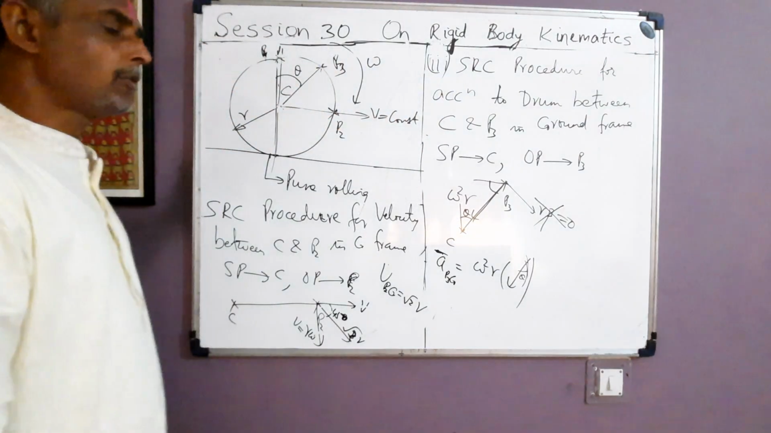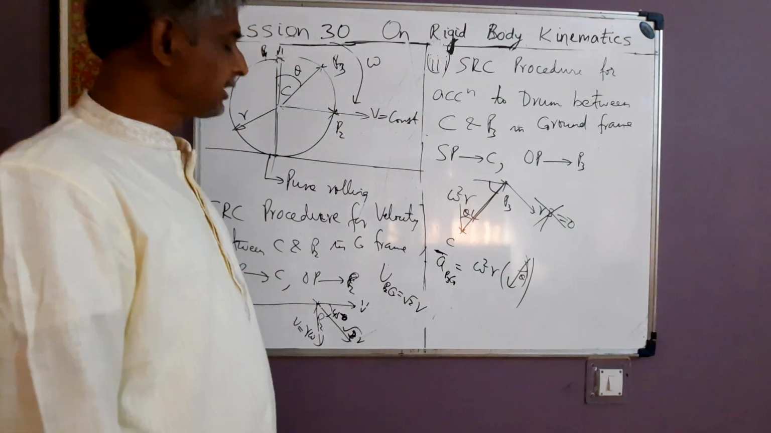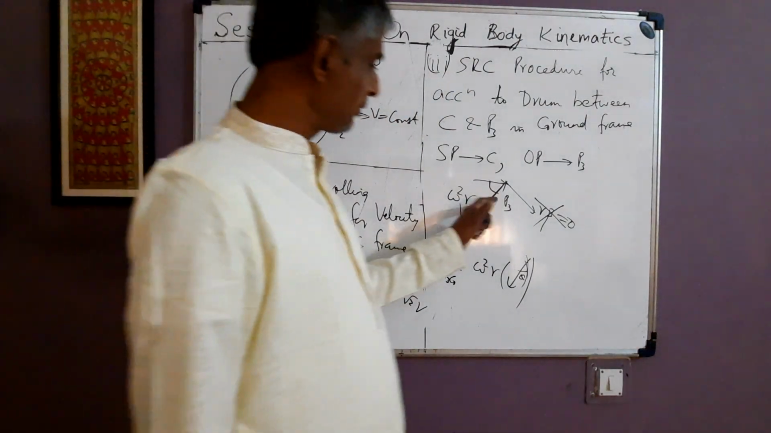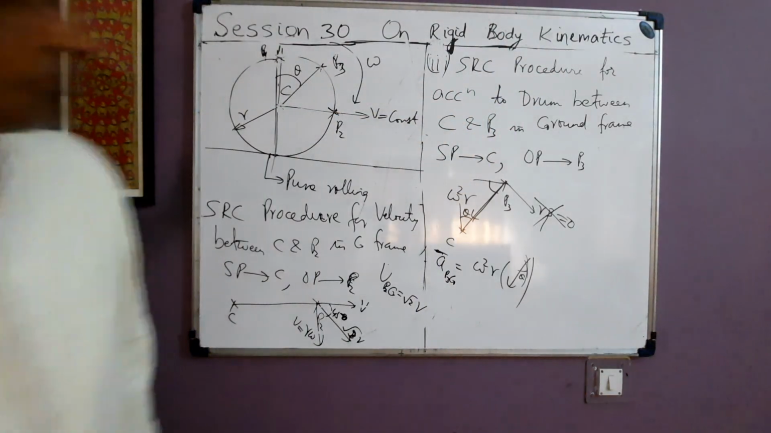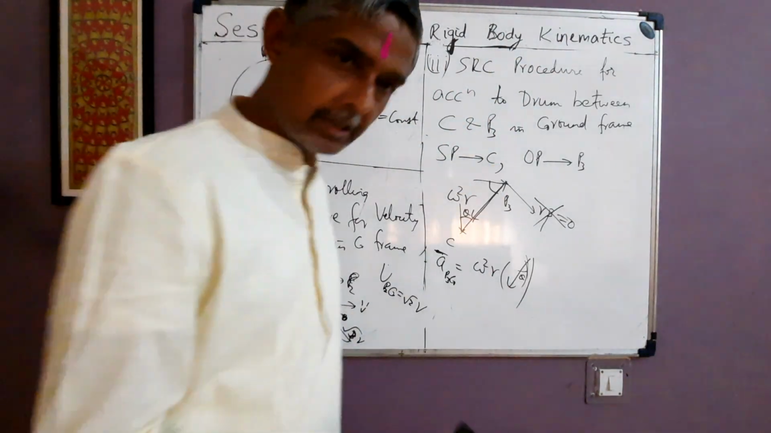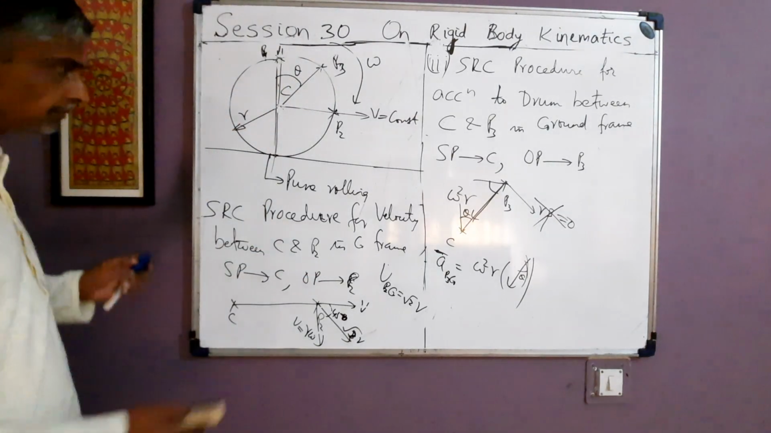Now what I do is find the speed of P3 and its direction of motion also, and then find its normal acceleration another way. Okay, fine.